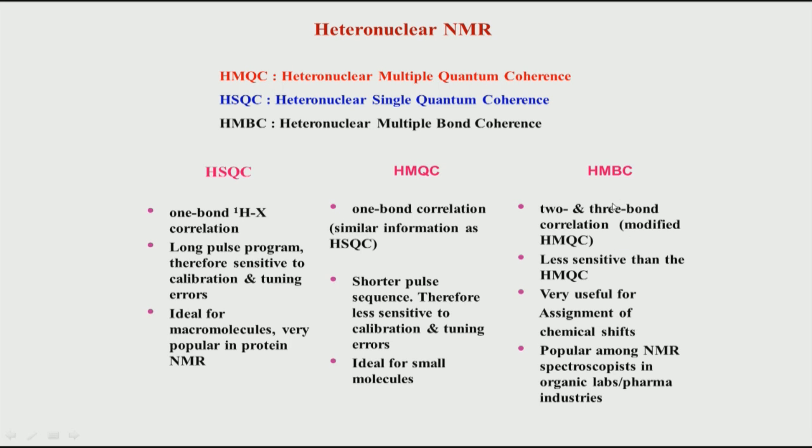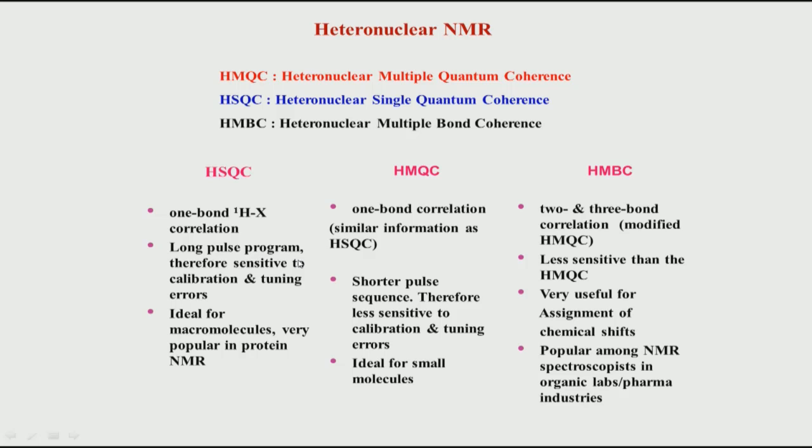So, we basically look at a longer range coupling rather than a shorter range coupling. We will see this as we go along. That is the advantage of HMBC. The one bond information anyway comes from the other experiment, so HMBC provides a longer correlation, more information which is useful for structure.